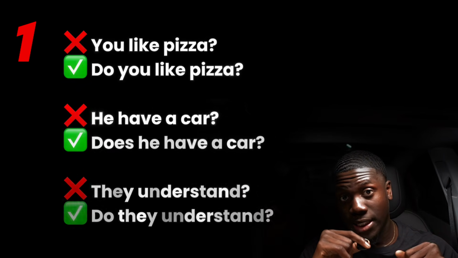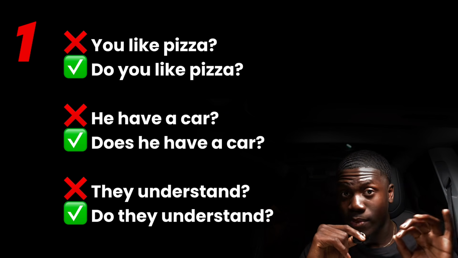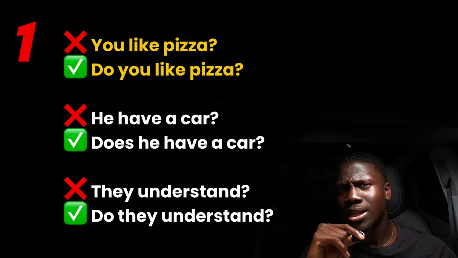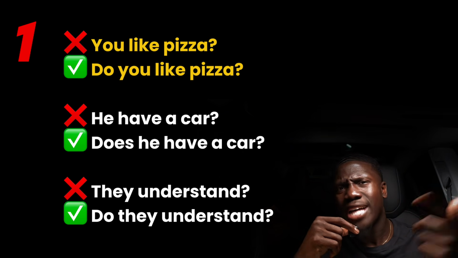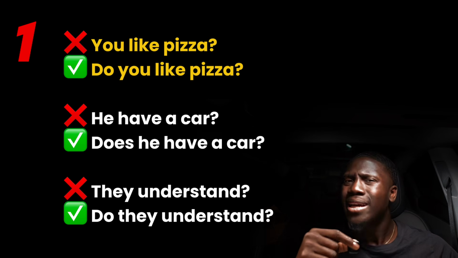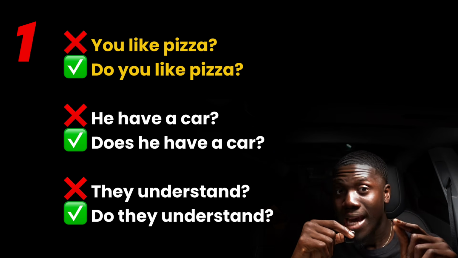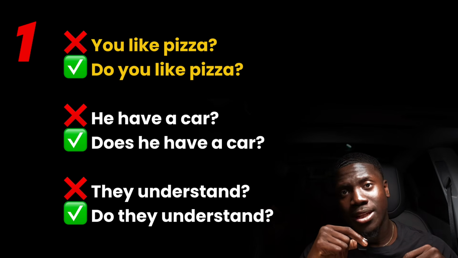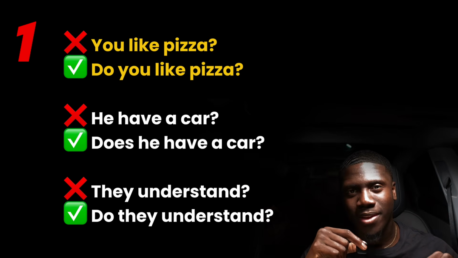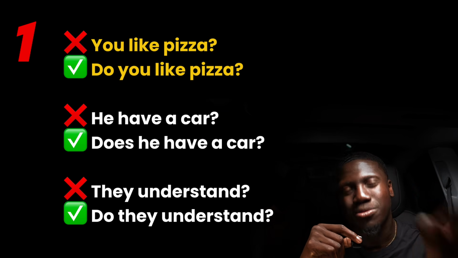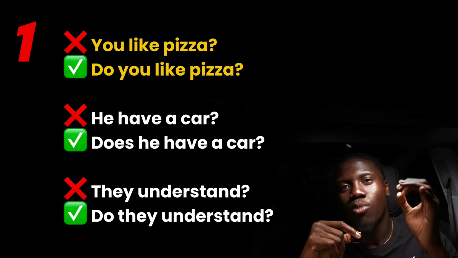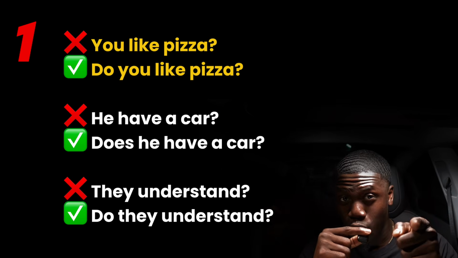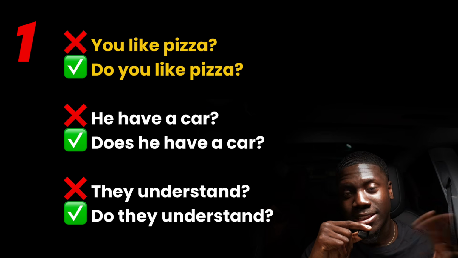Take a look at this sentence. And by the way, this sentence is a mistake. You like pizza? If I'm asking you a question and I ask you, you like pizza? Does that even make any sense? It doesn't. Why? Because we're missing do. Now here's the right way to say it. Do you like pizza? You notice how adding do makes it more direct. It makes it more centered and more focused towards the person you're speaking to. Do you like pizza? Excellent.